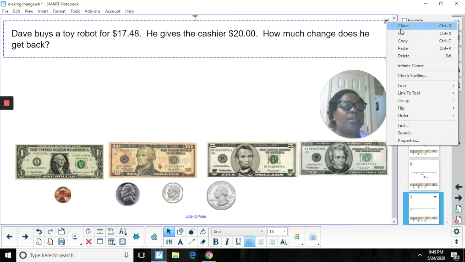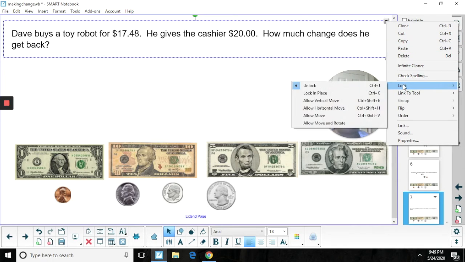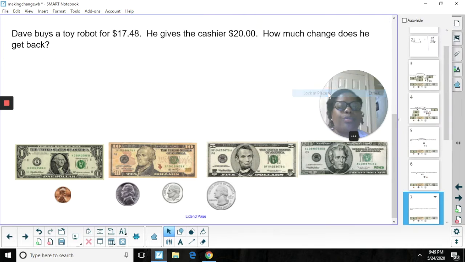Okay. All right. Let's do a lock here because we were trying to get some more working space. Okay. So it says Dave buys a toy robot for $17.48. He gives the cashier $20.